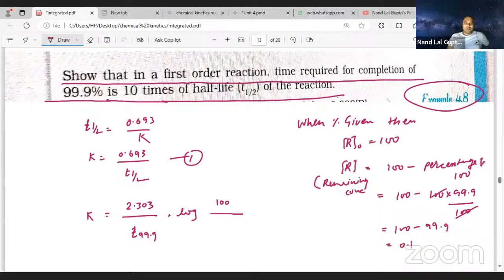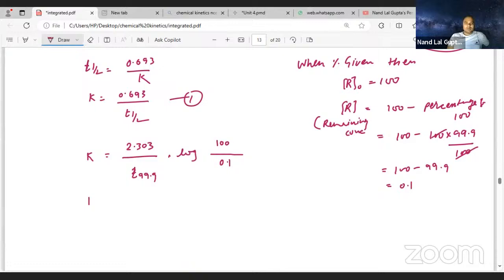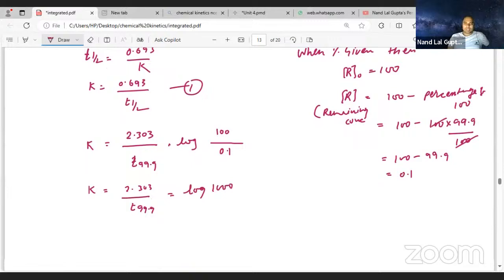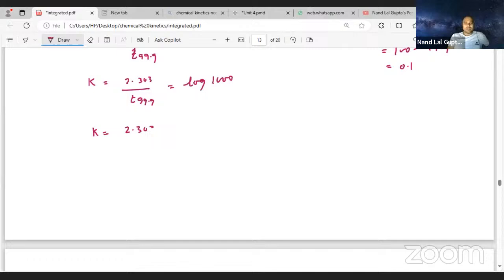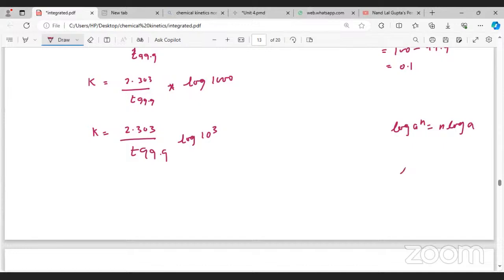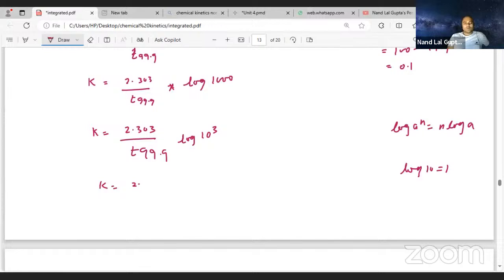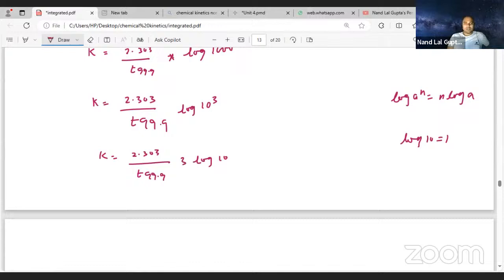Now see the value. K is equal to 2.303 upon T99.9 into log of 100 upon 0.1, that is log 1000, yes or no? Yes, sir. K is equal to 2.303 upon T99.9 into log 10 power 3. Do you know, Sanoy, log A power N is equal to N log A, yes or no? Yes. Log 10 is equal to 1. So K is equal to 2.303 upon T99.9 into 3 log 10, so K is equal to 2.303 upon T99.9, multiplied by 3.